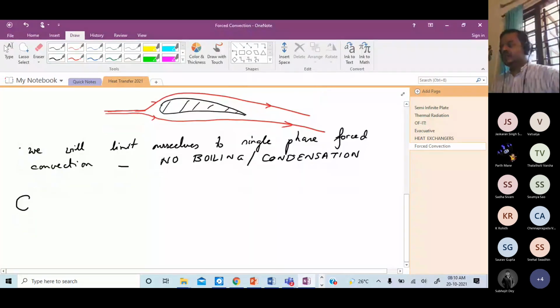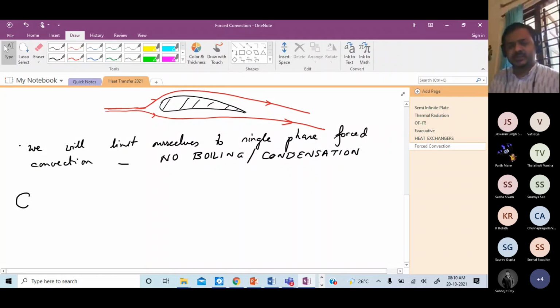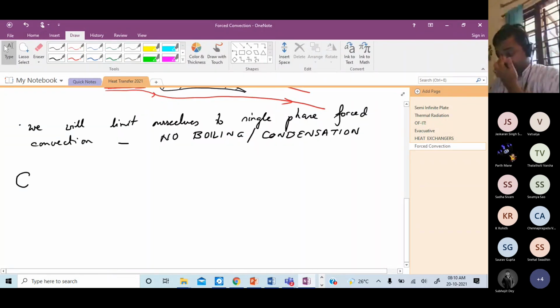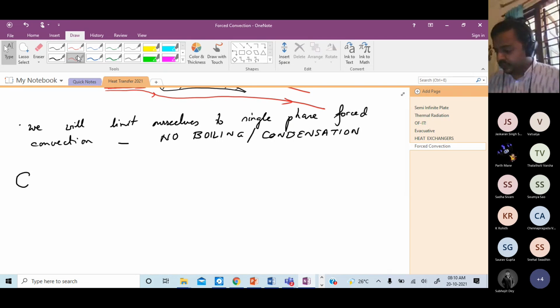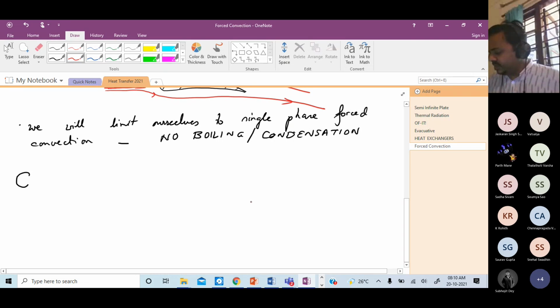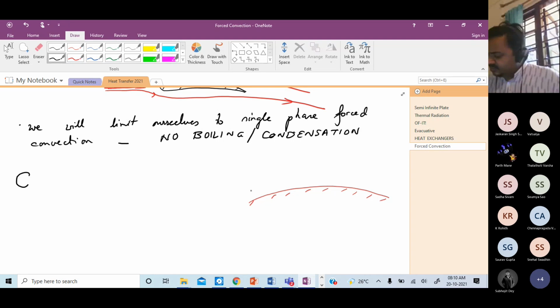What I'm going to ask you right now is to consider any hot surface. I'll consider a hot surface like this. Let us say some flow is happening over it.